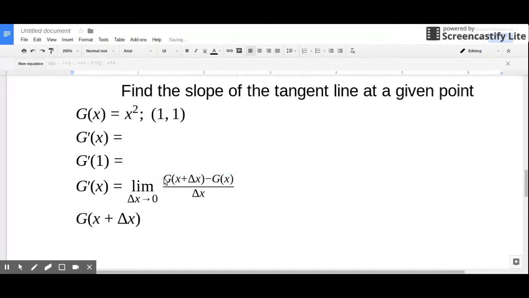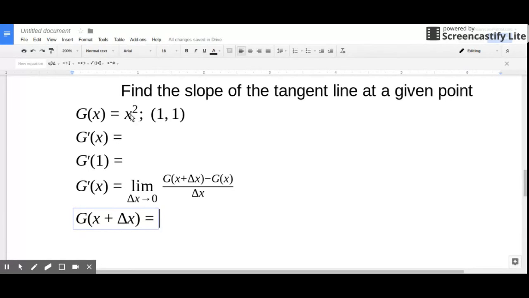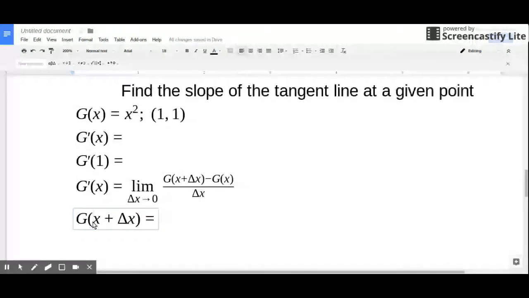Now I'm going to be skipping some algebra steps here. We don't want to get caught up in all that. Okay, so x plus delta x goes right in there, x plus delta x, and remember that is going to be squared.